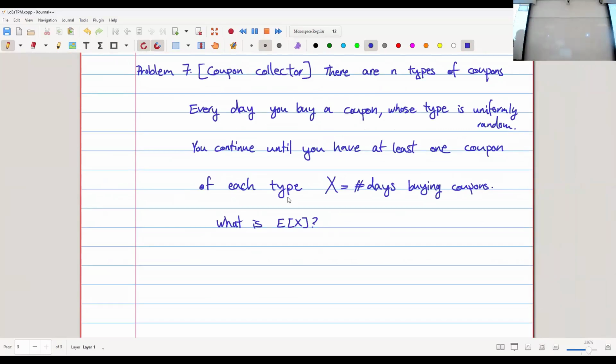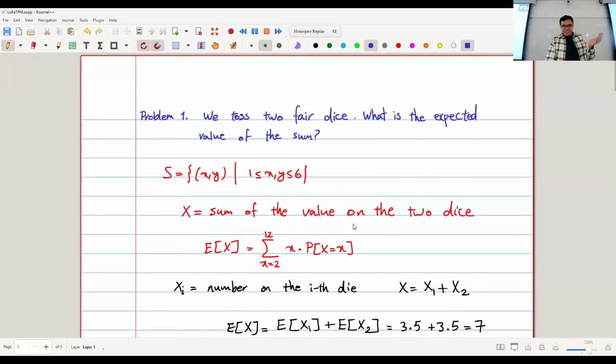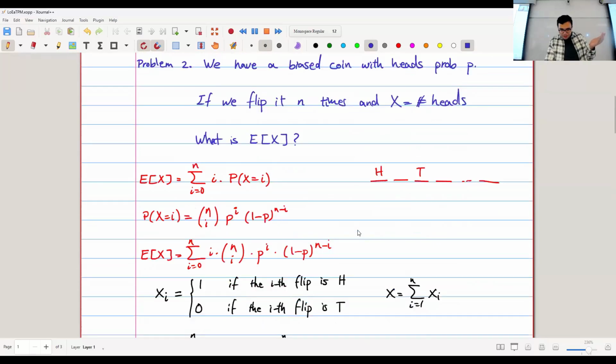If n is 1, the expected value is just 1, right? You get your coupon on day 1, and you have all types of coupons. What if n is 2? How long do you expect it to take if you want to have both coupons? On day 1, you're going to get one of the 2 types, and from that point onwards, it's back to this same problem.